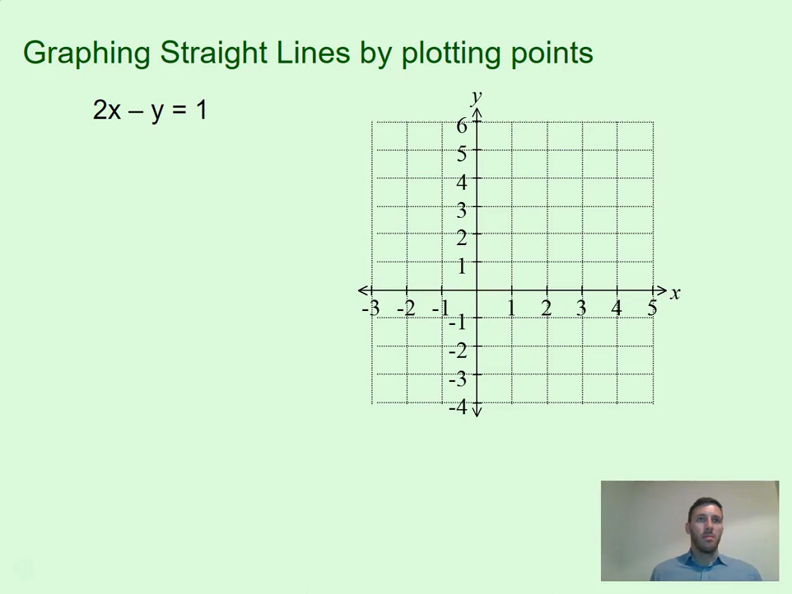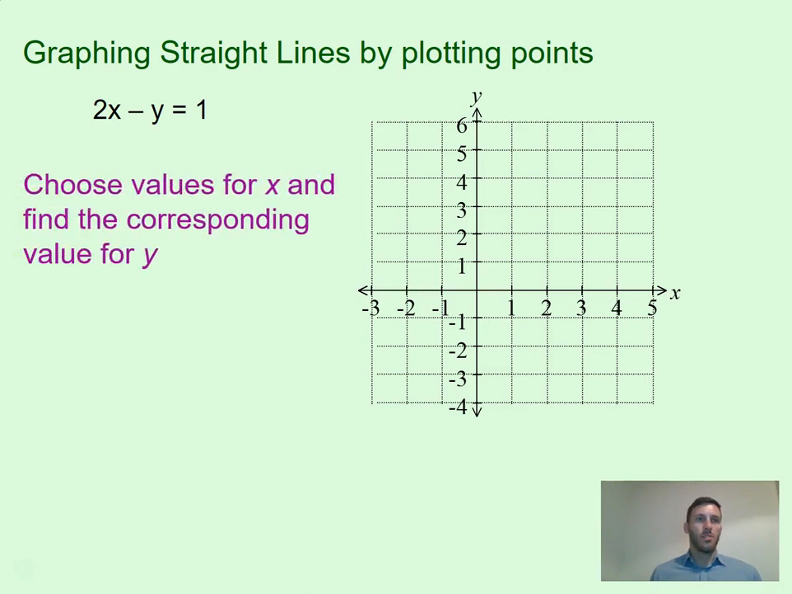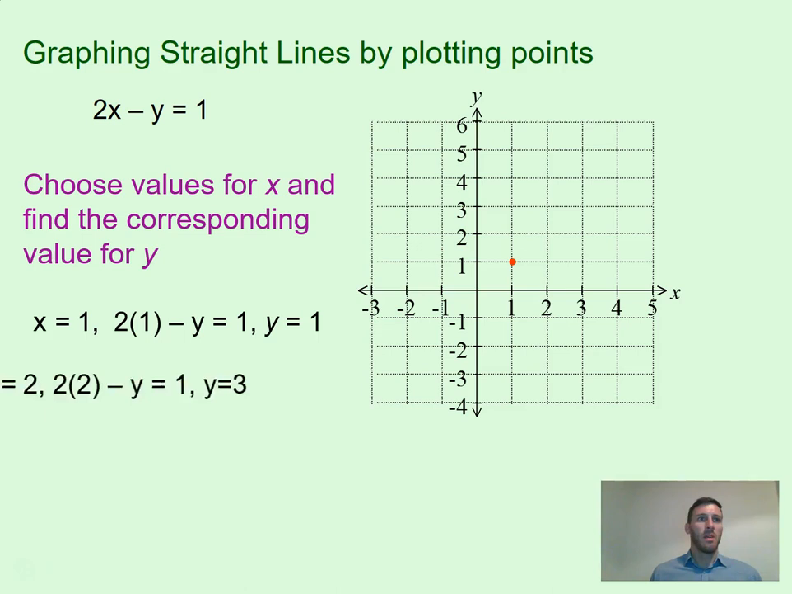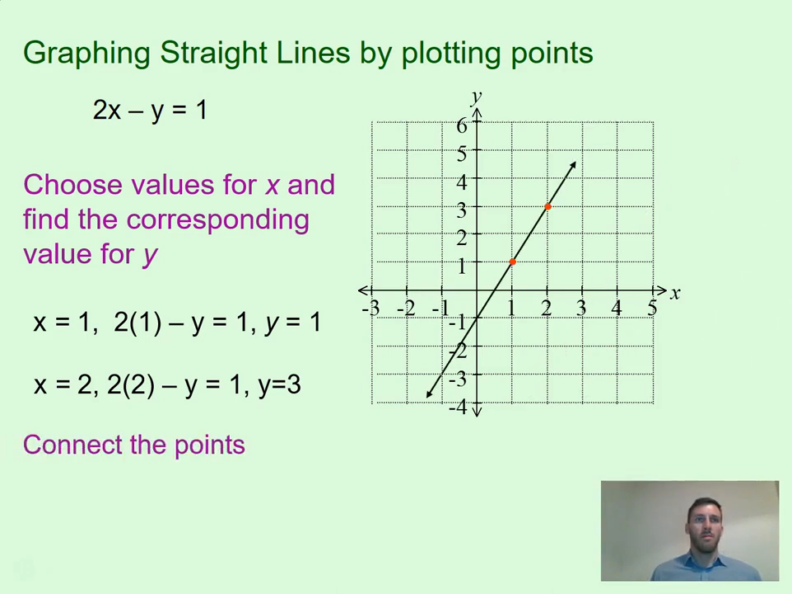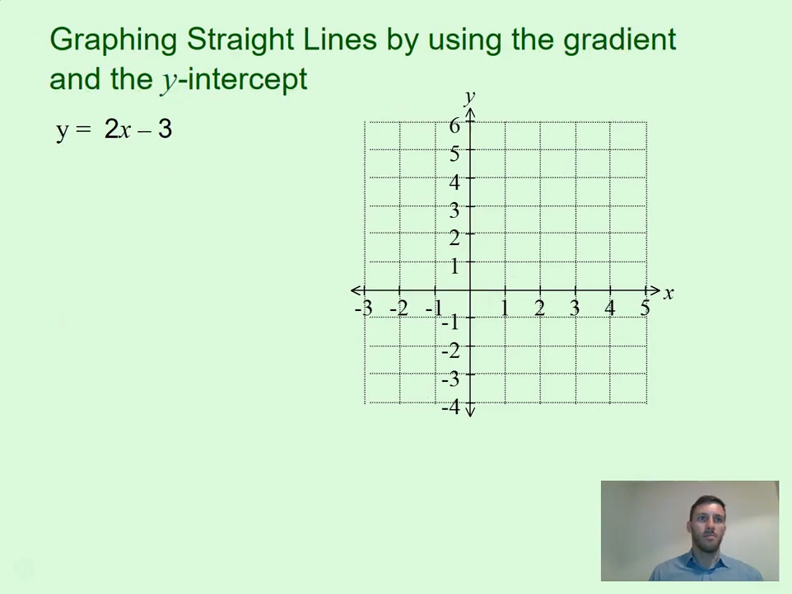I've given you this example to show you that you don't actually have to make x and y equal to 0. You can choose values for x and find the corresponding y values. In this example, I've made x equal to 1, which equates to y equals 1, and you plot the point (1, 1). Then I've made x equal to 2 and found that y was equal to 3, so I've got another point to plot. Now we can connect the points and draw our line. You can choose any numbers you like.